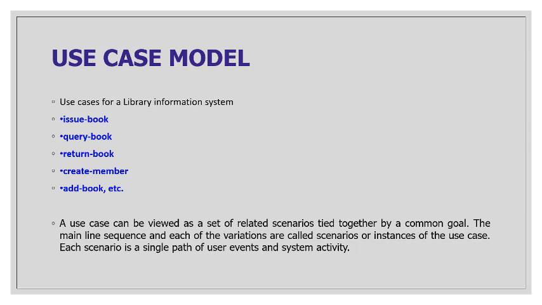A use case can be viewed as a set of related scenarios tied together by a common goal. The mainline sequence and each of the variations are called scenarios or instances of the use case. Each scenario is a single path of user events and system activity.